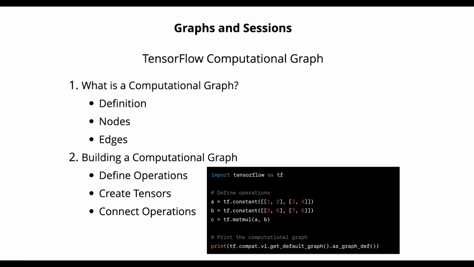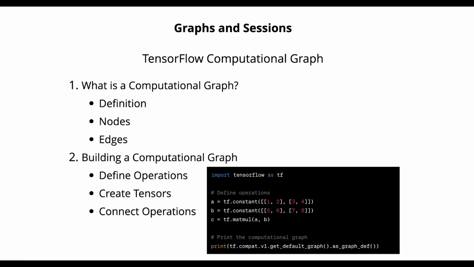What is a computational graph? By definition, a computational graph is a directed graph that represents a series of mathematical operations, which are called nodes, and the flow of data, which are called tensors, between each other. Now, what are nodes? Nodes in the graph represent operations, ops, that perform computations on tensors. There are edges. What are edges? Edges in the graph represent tensors flowing between operations, carrying the output of one operation to the input of another.